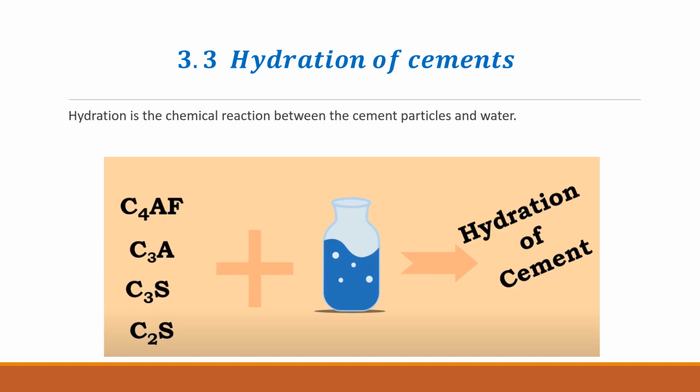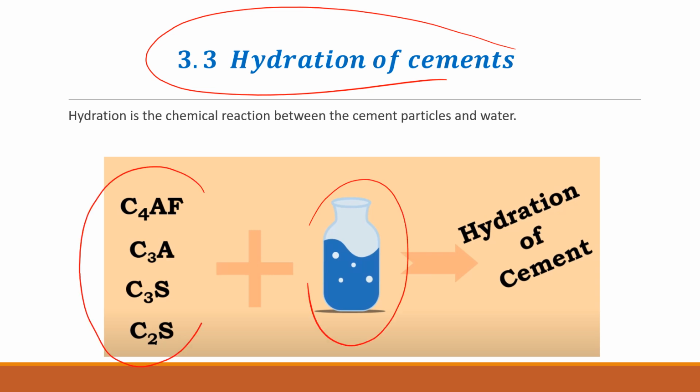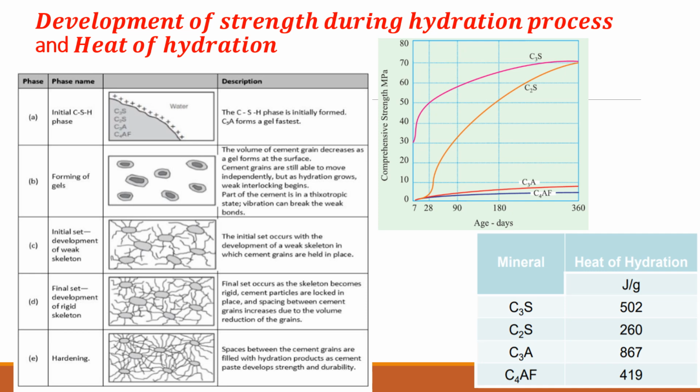So hydration of cement means when you add water to cement, how these four compounds are reacting, and that process we call the hydration process. So the hydration is making the cement harden into concrete. And you have this in your lecture notes. I want to show you two main things.